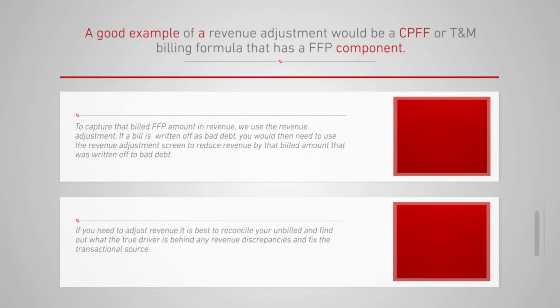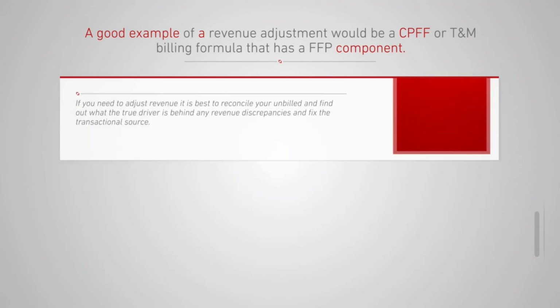Another example would be if you need to write off a bill as bad debt. You would then need to use the revenue adjustment screen to reduce revenue by that billed amount that was written off. As we discussed earlier, any adjustments to billing and revenue need to be made through the appropriate modules. If you need to adjust revenue, it is best to reconcile your unbilled and find out what the true driver is behind any revenue discrepancies and fix the transactional source.